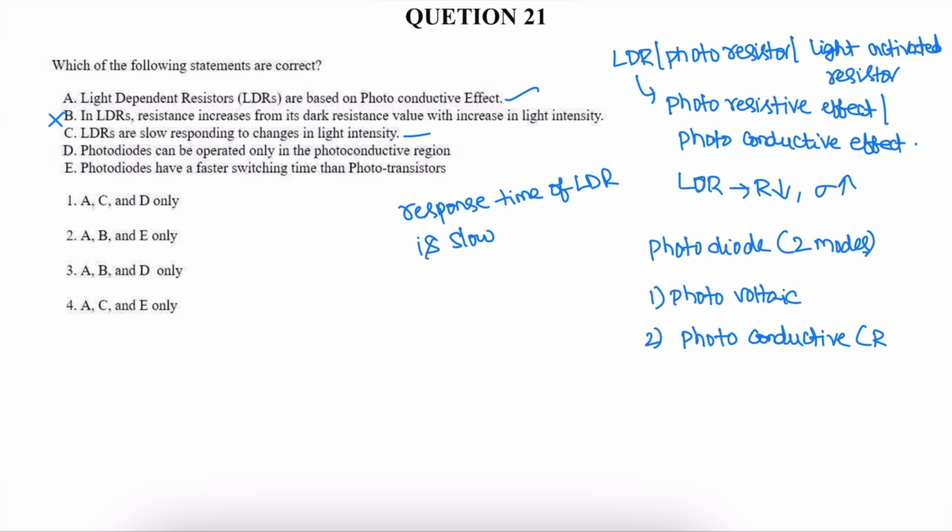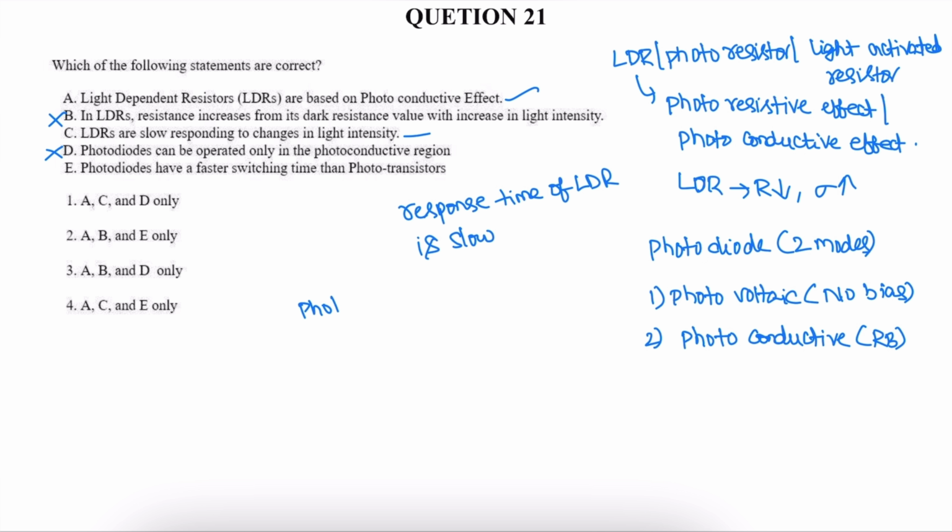So it is in reverse bias photovoltaic mode and no bias is applied. Statement D is wrong. Next, photodiodes have faster switching time when compared to phototransistor. So that statement is correct.